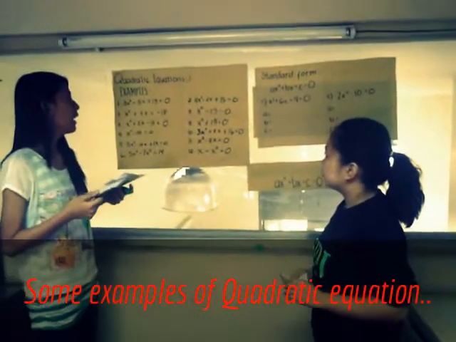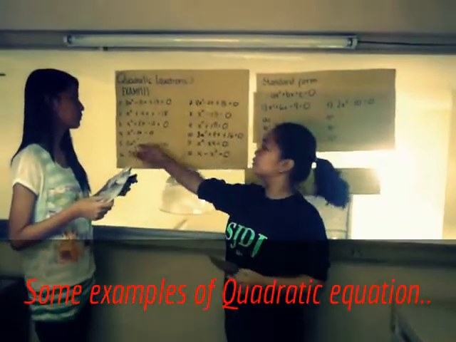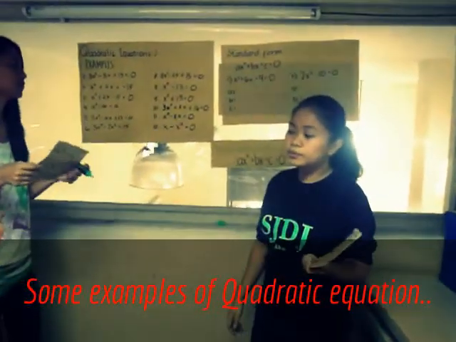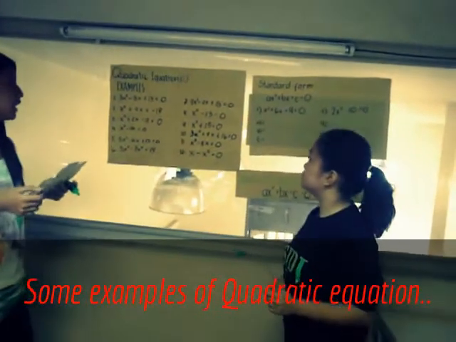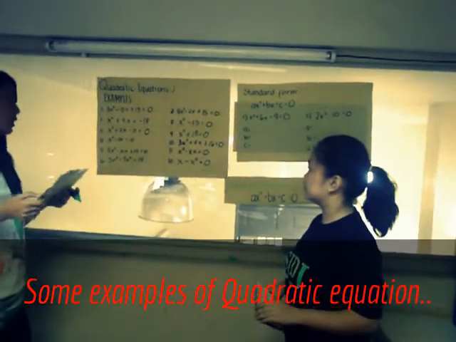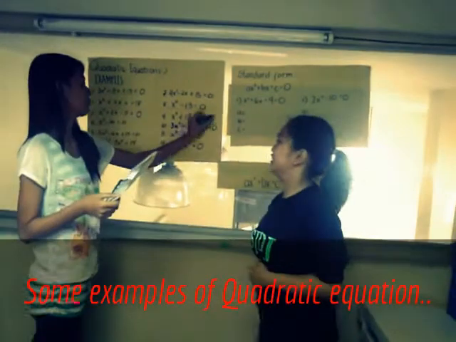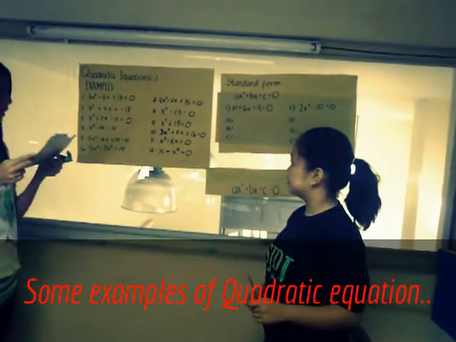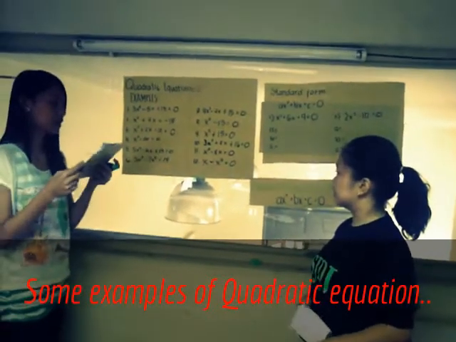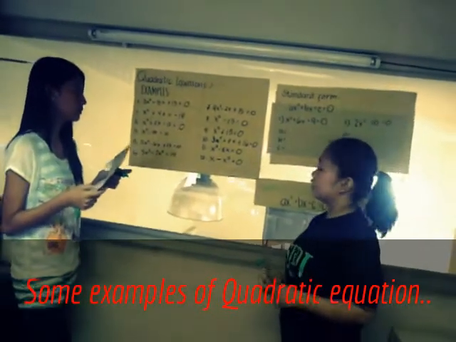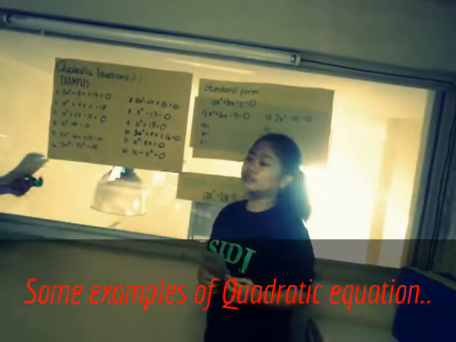Number 8. x squared minus 13 is equal to 0 is correct. It is like example number 4. Even though it has no bx, it is considered as quadratic equation. Number 9. x squared plus 15 is equal to 0 is correct. Example number 9 is like example number 8. Number 10. 3x squared plus 8x plus 16 is equal to 0 is correct. It is correct because the highest exponent that is given is x squared.